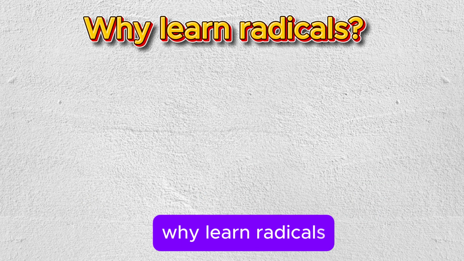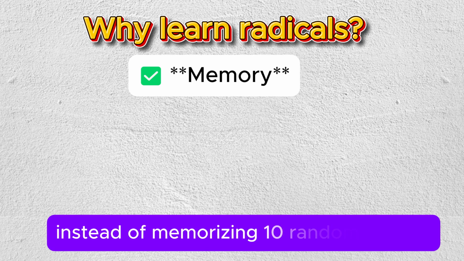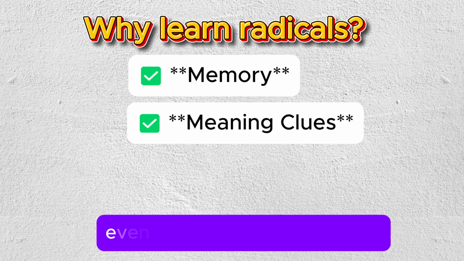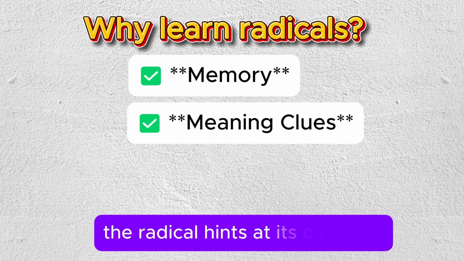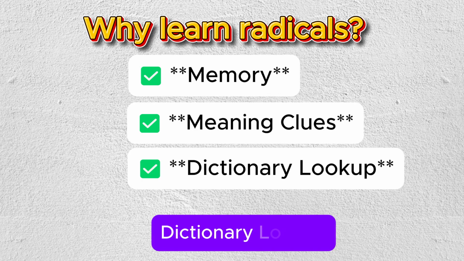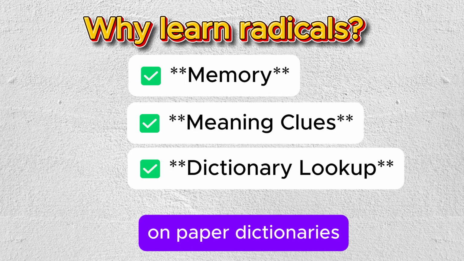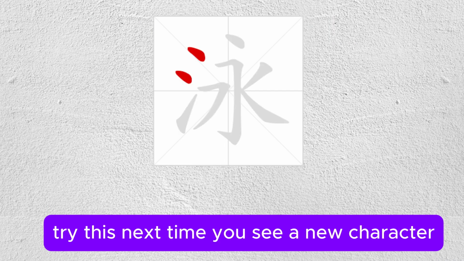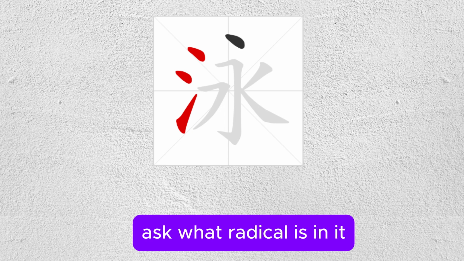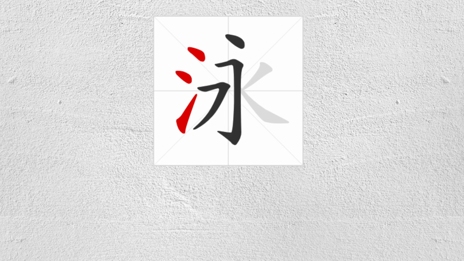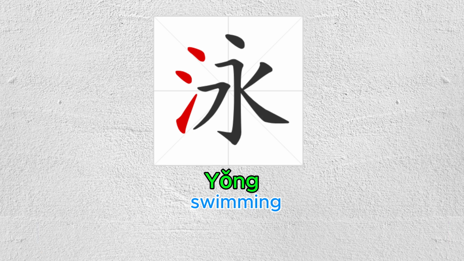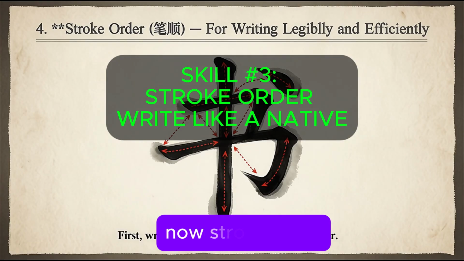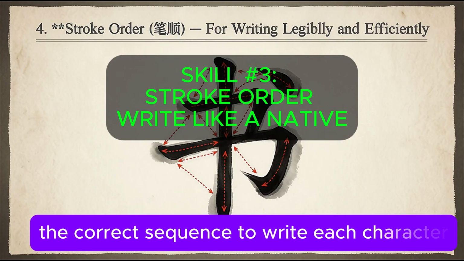Why learn radicals? Memory. Instead of memorizing 10 random strokes, you see patterns. Meaning clues. Even if you don't know a word, the radical hints at its category. Dictionary lookup. On paper dictionaries, you find characters by radical plus stroke count. Try this next time you see a new character. Ask, what radical is in it? What might that suggest? 泳, Swimming, with the water radical on the left and 永, the sound component on the right.